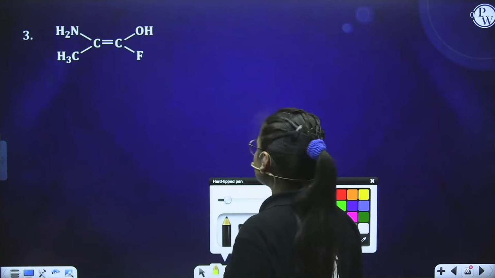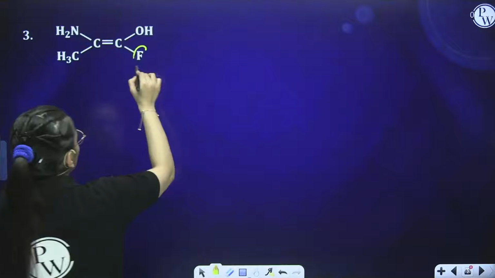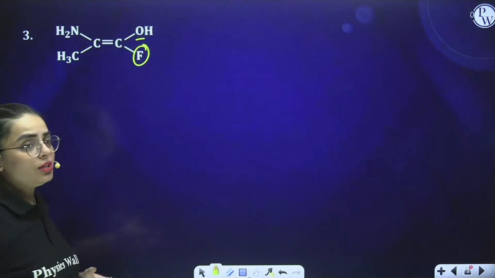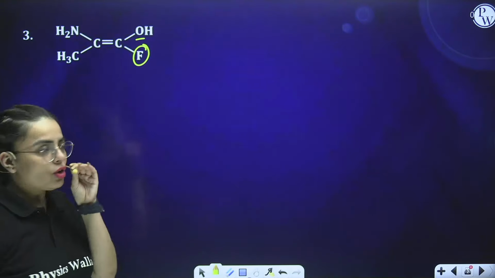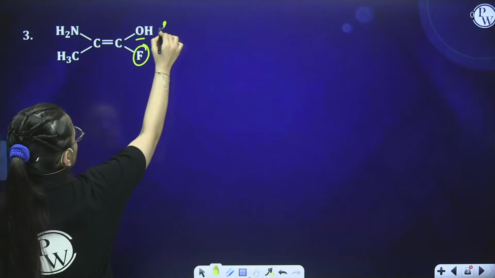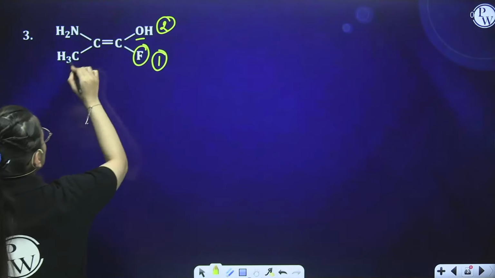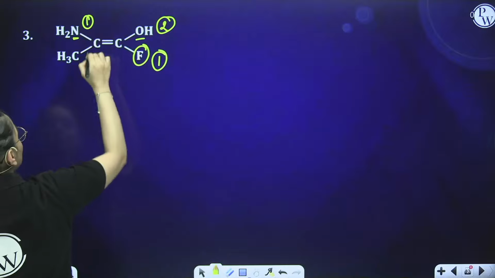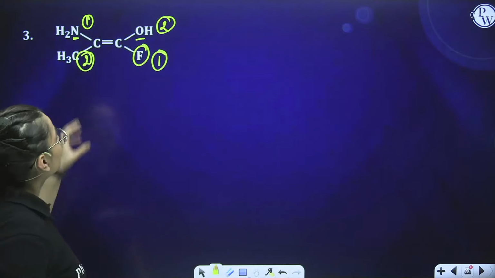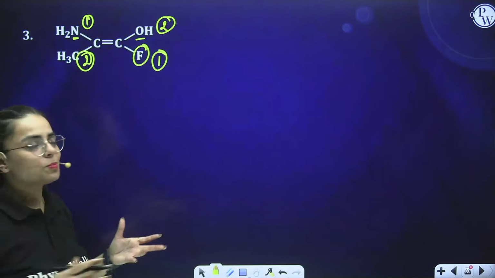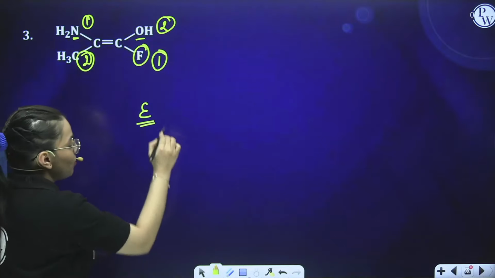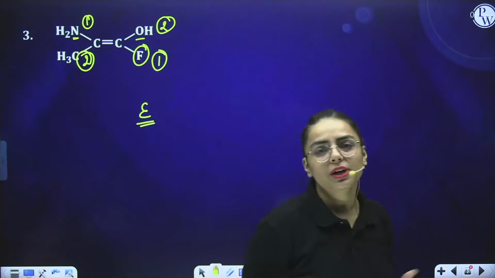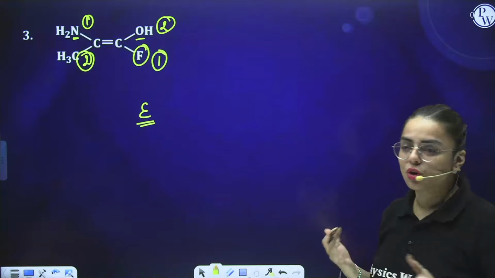Now let us see the next case. First of all, here we have fluorine, here we have oxygen. And we know that fluorine has higher atomic number, so it is 1, it is 2. Now if I see this case, nitrogen has higher atomic number and carbon has lower atomic number. So 1 and 1 again are present on the opposite sides. That means it is E nomenclature. So students, hopefully you can now attempt all the questions based on the nomenclature.